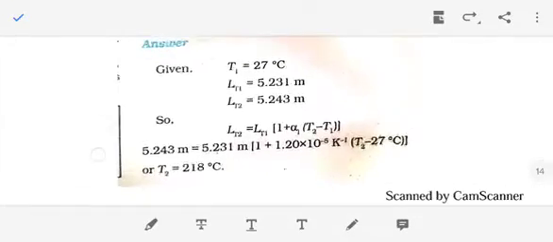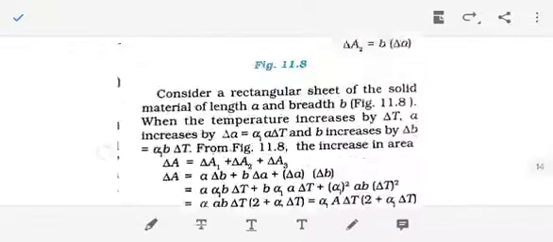The next topic is thermal stress and thermal strain. We will discuss this topic tomorrow in the class. For today it is enough. Thank you.